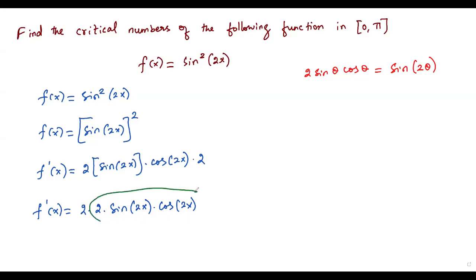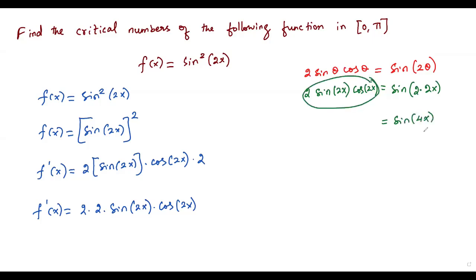For that, we write this expression over here so that we can compare the two easily and get the simplified form. That is 2 times sine of 2x times cosine of 2x. Let's compare. Here we have 2, here we have 2. At the place of theta, we have 2x. So on the right side, in sine of 2 theta, we write 2x in place of theta. Sine of 2 times 2x, which is 4x. So the simplified form of this expression is sine of 4x.